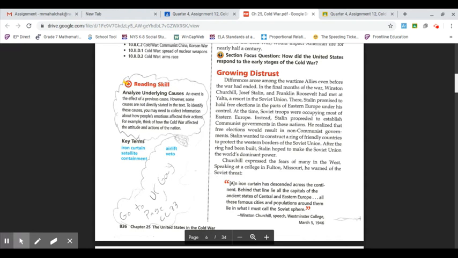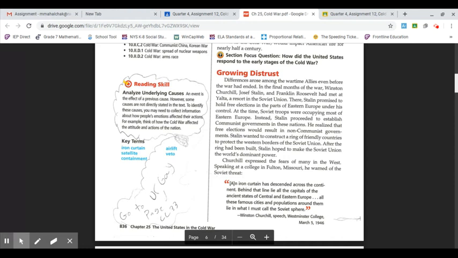Instead, Stalin proceeded to establish communist governments in these nations. He realized that free elections would result in non-communist governments. Stalin wanted to construct a ring of friendly countries to protect the western borders of the Soviet Union. After the ring had been built, Stalin hoped to make the Soviet Union the world's dominant power.